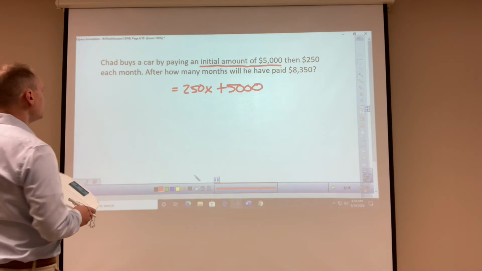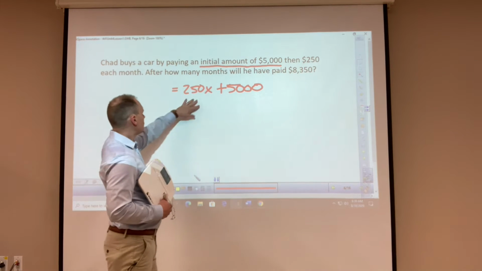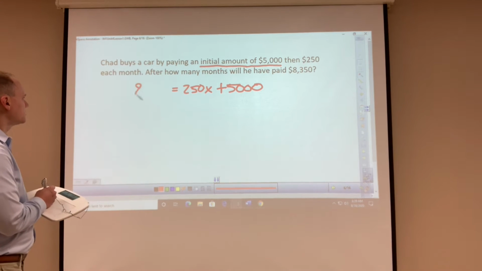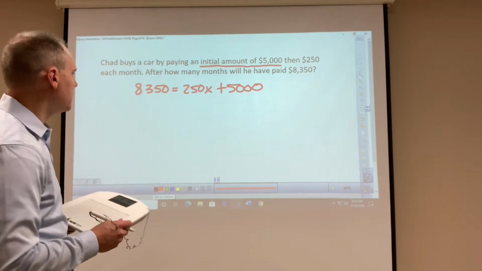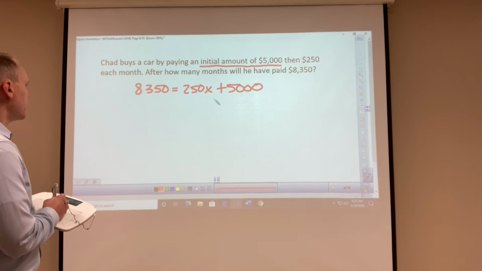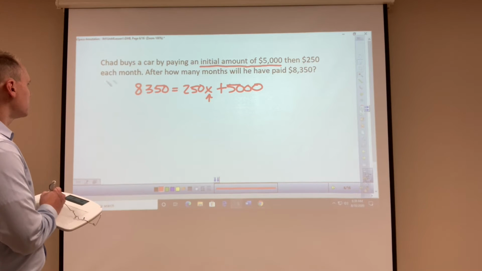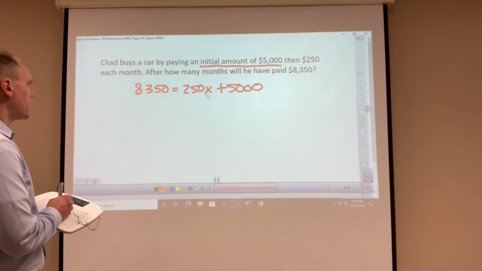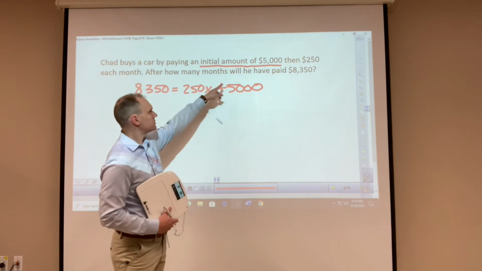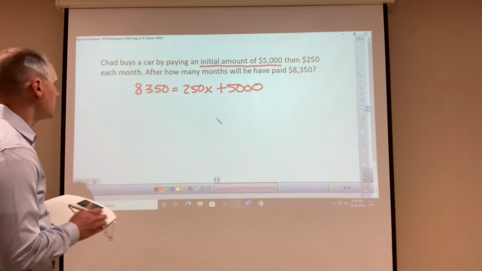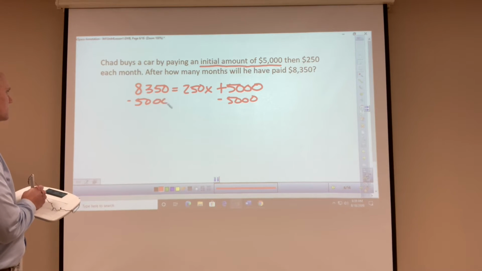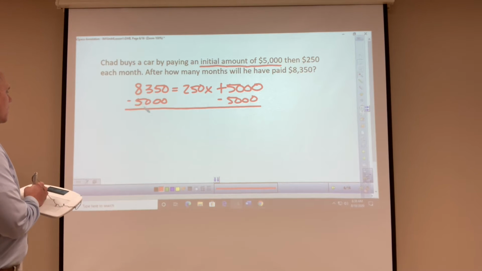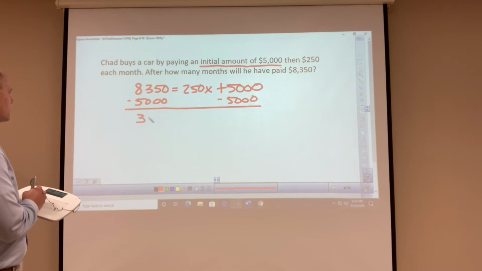And we want to know when. So this is the amount he's paid, right? When is that amount equal to 8,350? All right. So from here, again, x is the number of months that have passed. We're going to solve for x, right? Because that's what we're looking for. How many months will he have paid that amount? So we're going to try and get x by itself here. So the first thing we're going to do is subtract 5,000 from both sides. And when we do that, we're going to get 3,350.